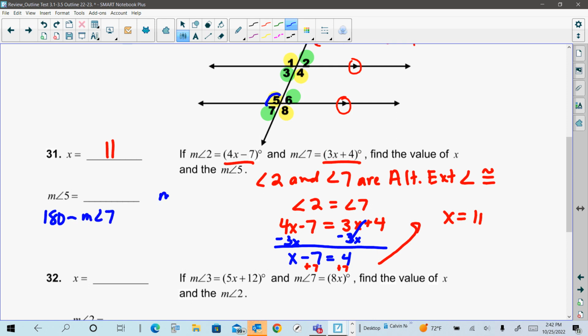So to find the measure of angle 7, we're plugging in our value for x, because we had 3x plus 4. So we're doing 3 parentheses, and inside the parentheses that represents the x is the value we got, which was 11. So we have 33 plus the 4, and we end up with 37. So we're going to take 180 minus that 37, and that's going to give me 143.